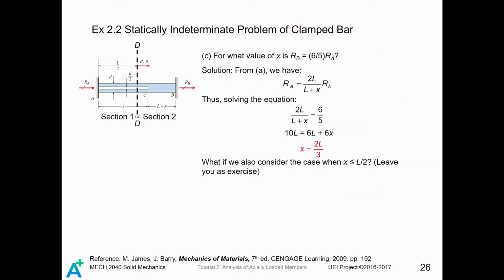For part C, it is rather similar. We just take the result from part A, then solve for this equation. Then we will get the position such that the load of RB equals 1.2 times RA. Actually, the original problem requires us to also consider the case when x is less than L over 2. However, I wish to leave it as an exercise to you because it would be too time-consuming to do it here. Maybe you can find it in the exercise.